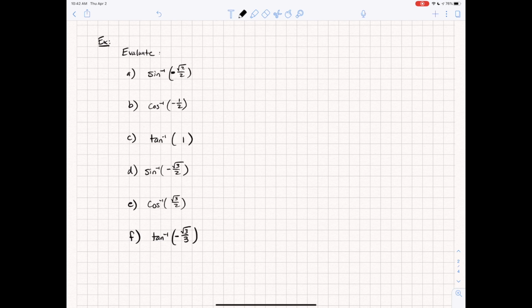All right, so this problem here, it's essentially saying, I want to look for an angle that when I take the sine of it, I would get negative root 2 over 2. But that angle has to be in between negative pi over 2 and positive pi over 2. Well, where is sine going to be negative? That's going to occur in quadrant 4. So just to draw a little basic circle right here, it occurs here. And this corresponds to negative pi over 4, and that's my answer.